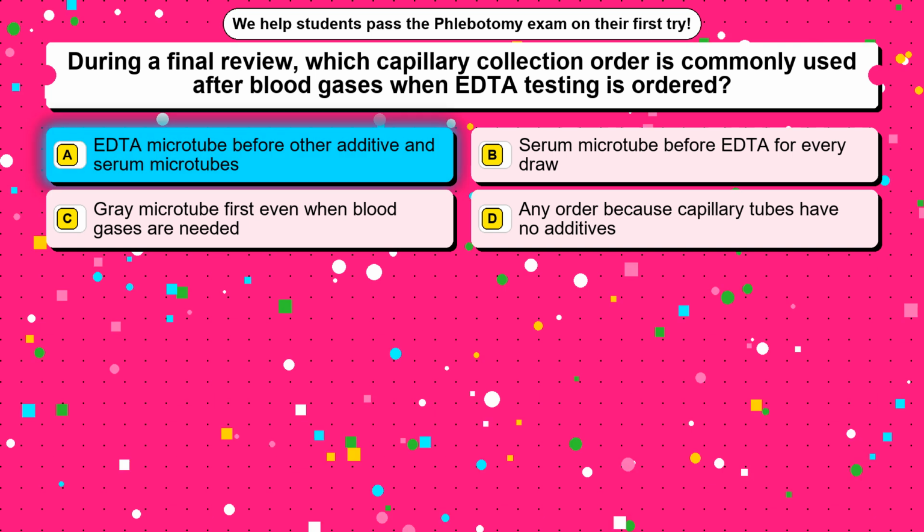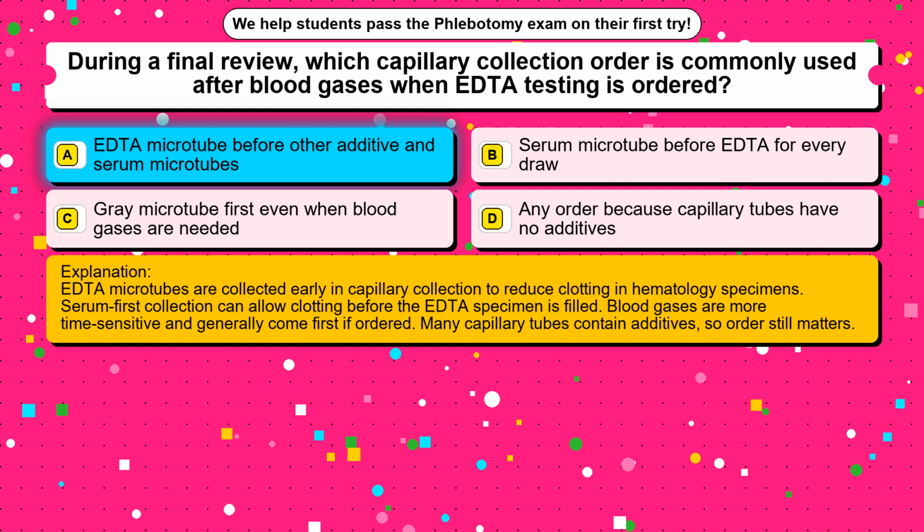The correct answer is option A, EDTA microtube before other additive and serum microtubes. EDTA microtubes are collected early in capillary collection to reduce clotting in hematology specimens. Serum first collection can allow clotting before the EDTA specimen is filled. Blood gases are more time-sensitive and generally come first if ordered. Many capillary tubes contain additives, so order still matters.